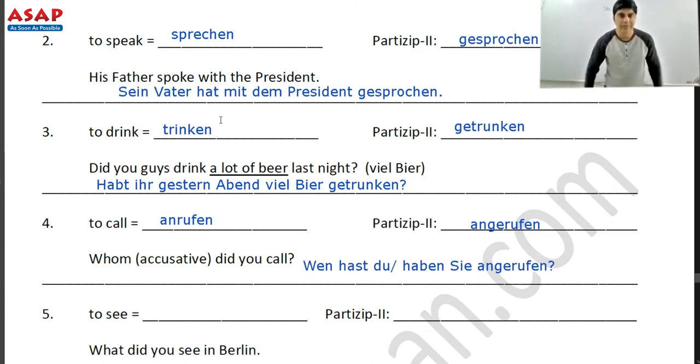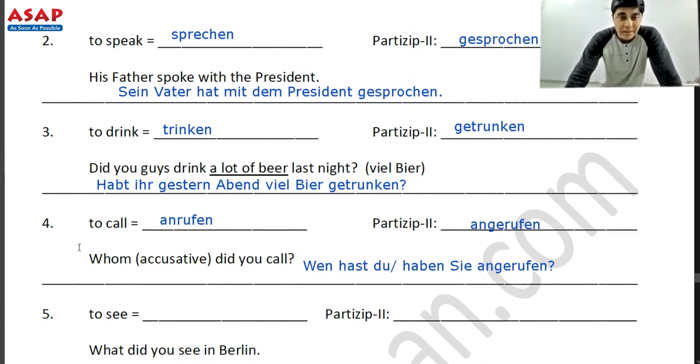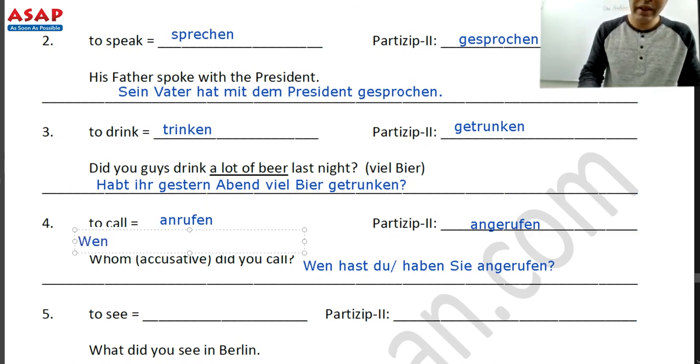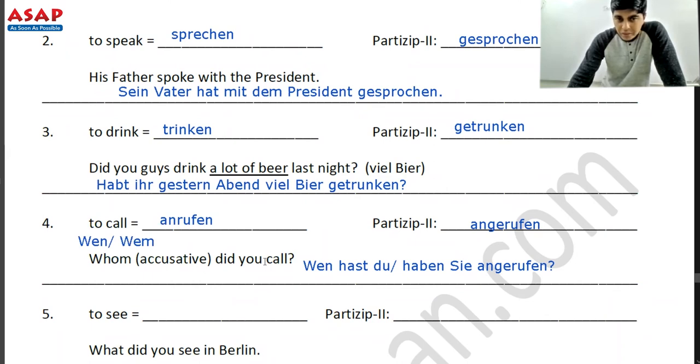Any doubt in the second, third, fourth sentence? Do you want to discuss something? Sir, can you explain the fourth sentence again? Whom did you call? So whom, we have two words here in the list. You might have seen wen or wem. And in this, it is also mentioned when wen is accusative and when wem is dative. That depends on the verb here, to call. To call is anrufen, and anrufen is an accusative verb. That's why when you ask "whom did you call," we have to use the accusative form of whom, so that is wen. Yeah, getting it. Okay.